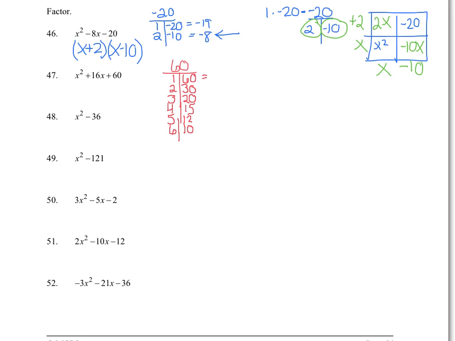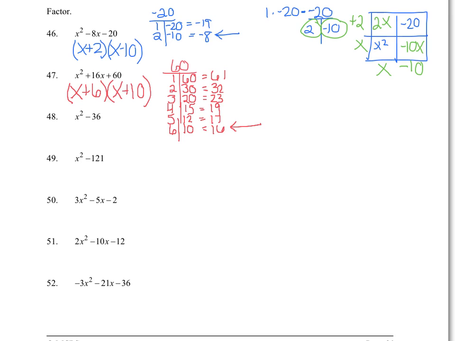1 plus 60 is 61, 30 plus 2 is 32, 20 plus 3 is 23, 15 plus 4 is 19, 12 plus 5 is 17, and 6 plus 10 is 16. Well, I want what adds to 16, so my factors are going to be 6 and 10. So it's going to be x plus 6 times x plus 10. And those are my factors.